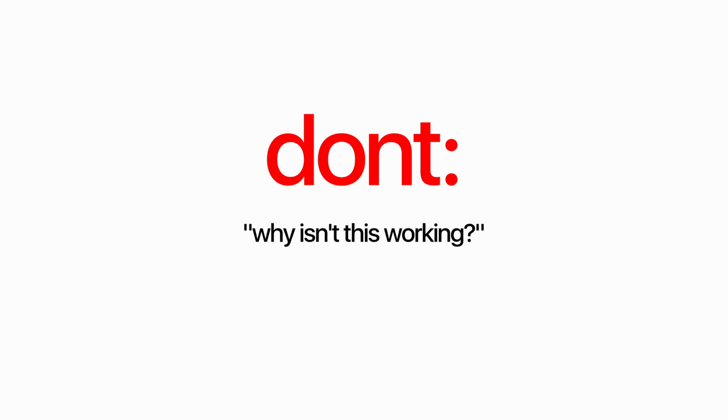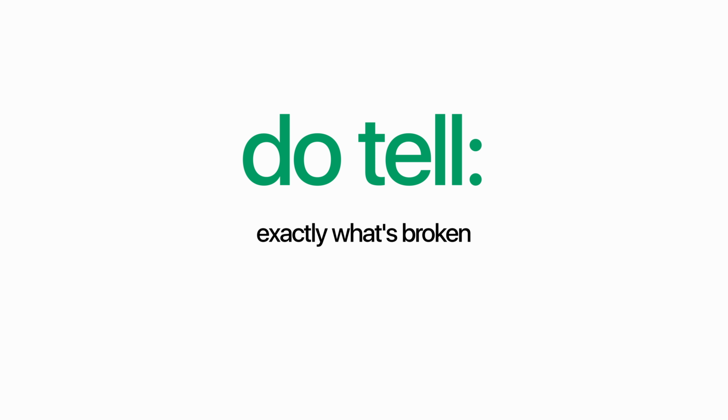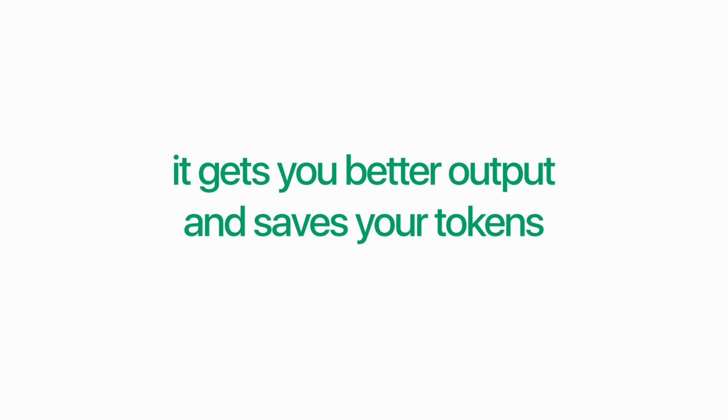Tip number 3, be specific. Don't just write, "why isn't this working," or "fix this." That forces the agent to scan the whole file, guess what the problem is, and sometimes it guesses wrong. Be specific and tell it exactly what's broken, where it's happening, and what should happen instead. Not only does it get you better output, it saves your tokens too.